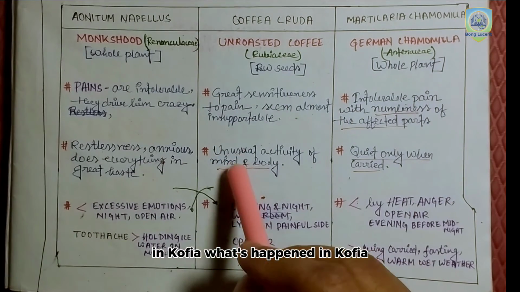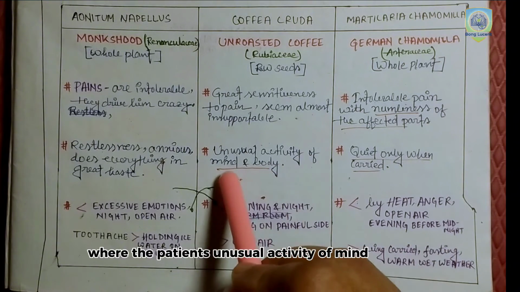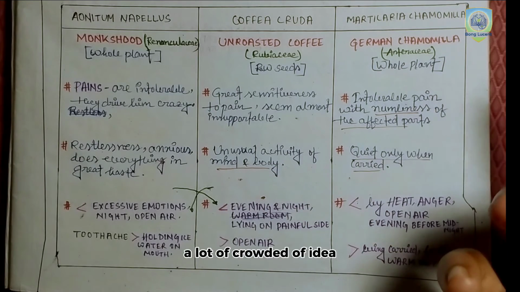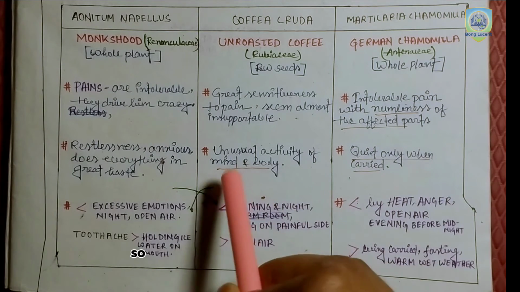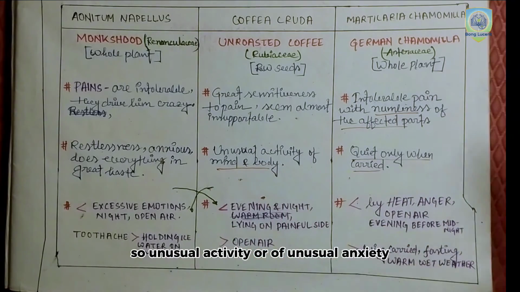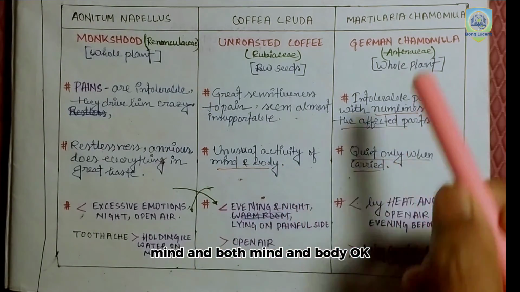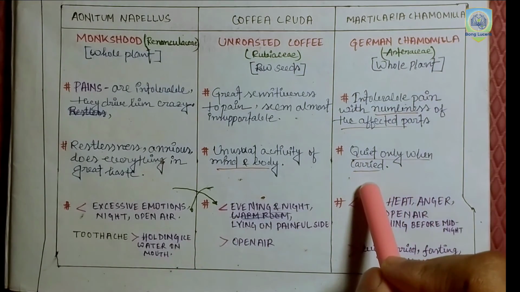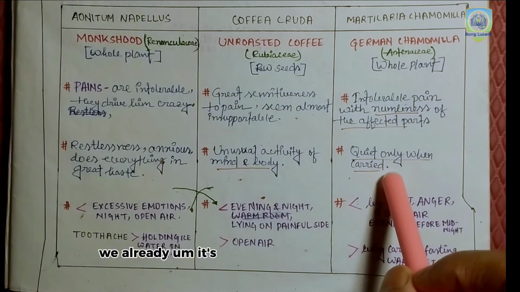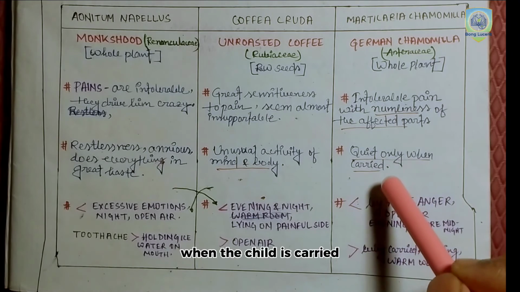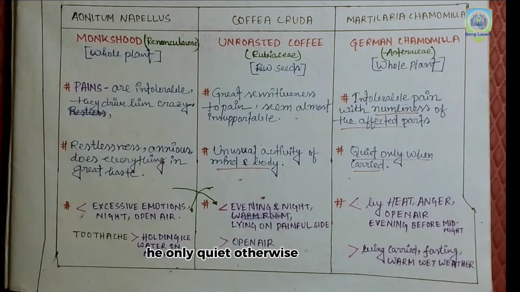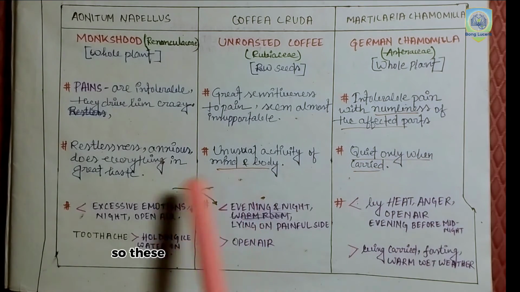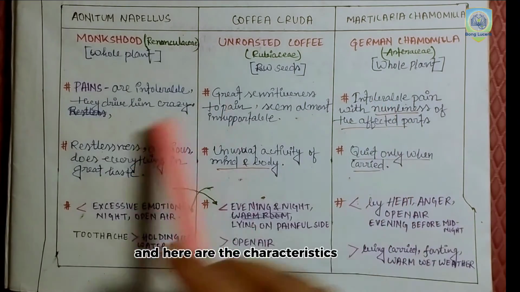And Coffea, what happens? In Coffea, the patient has unusual activity of mind and body. It is the very keynote symptom of Coffea cruda, where the Coffea patient has a lot of crowded ideas and crowded emotions going on in the mind. So unusual activity of both mind and body. Okay, in chamomilla, you can see the patient is quiet only when carried. Especially as a child remedy, it is a very important child remedy. When the child is carried, he is quiet, otherwise not. So the important point is the patient is quiet when carried. These are the characteristics of the patients, and before were the characteristics of pain.